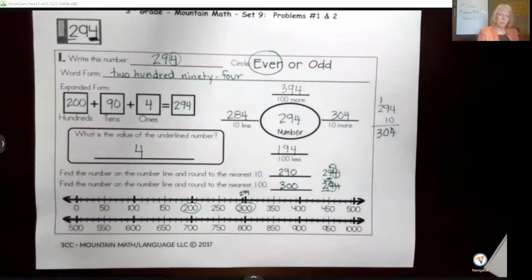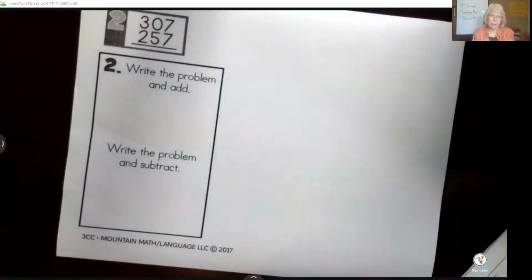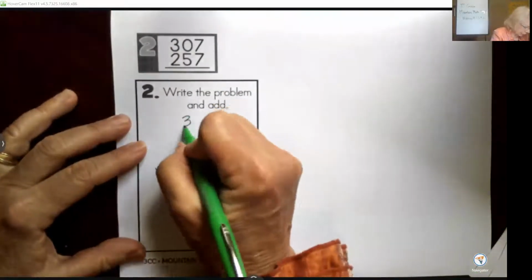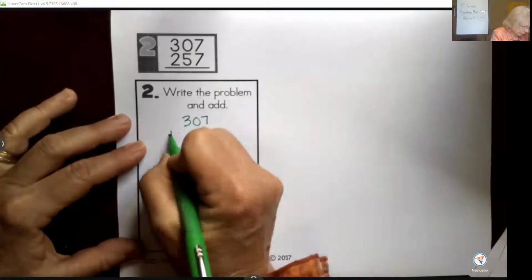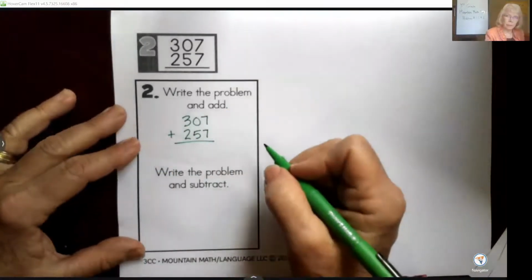Okay, so let's go on to the second problem. And this is where it gives us 2 numbers and asks us to add them and then subtract them. So here we go. So we have 307 plus 257. Now we're going to do a little regrouping.